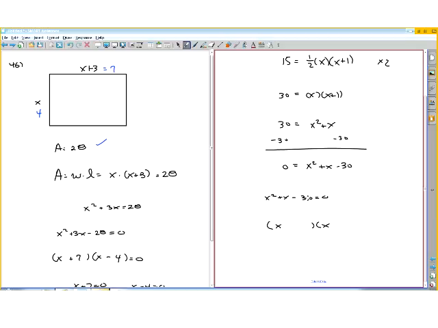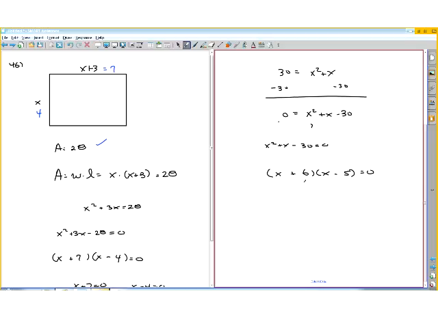3 times 10. 6 times 5. Are any of those where the difference is 1? Because we just have 1x. So yes, there are. So we put in 6 and 5. Those are the two numbers multiplied together whose difference is 1. Now I have a positive 1, so I need to put the bigger number with the positive sign and the smaller number with the negative sign. And that is equal to 0.